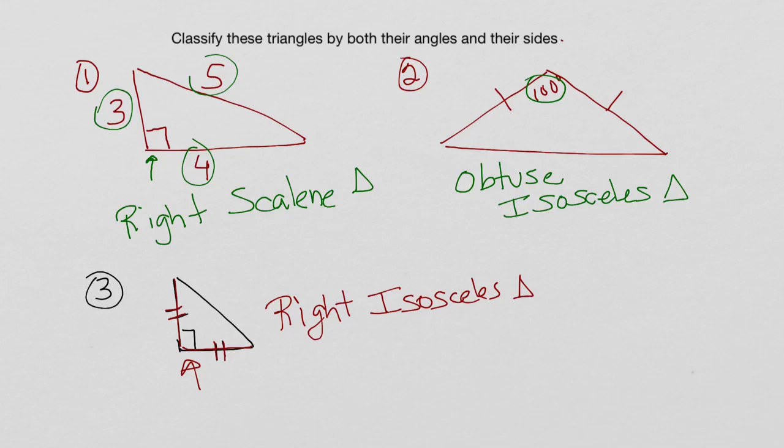So mostly, the classwork and homework that relates to this lesson has to do with classifying triangles or drawing triangles of certain classifications, and also finding missing angles when you're given two angles or given some information to be able to find the missing angles.